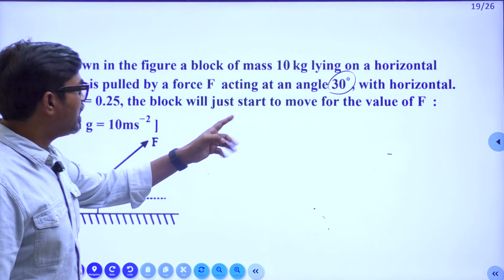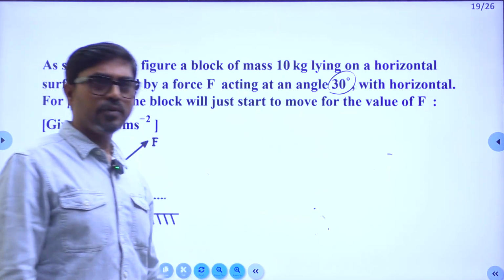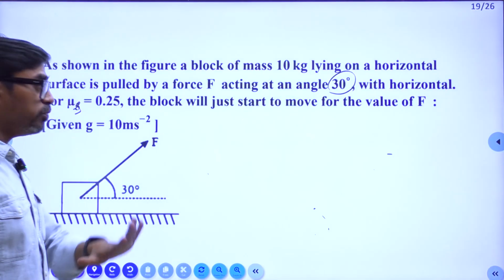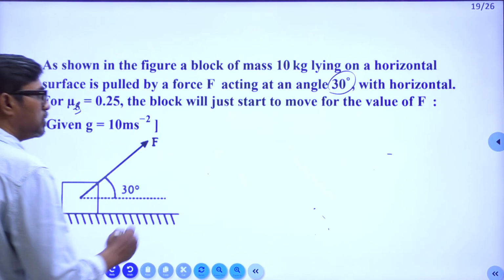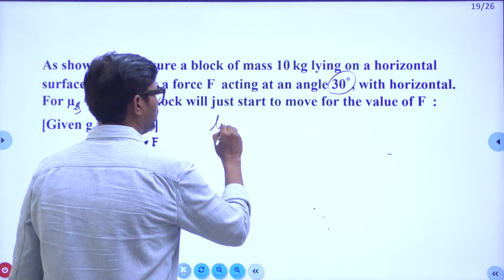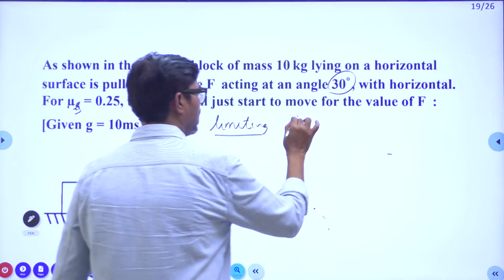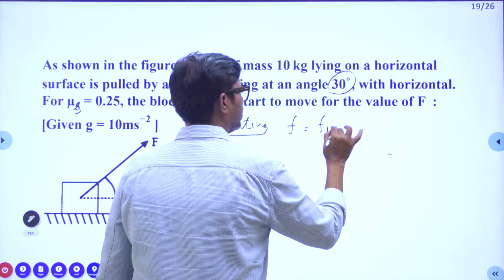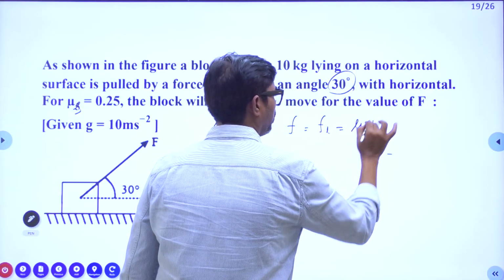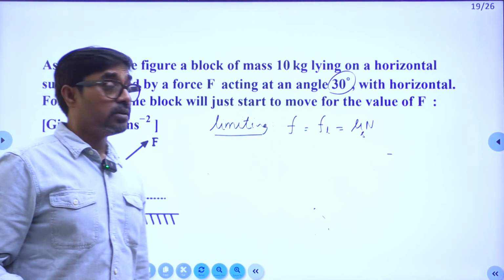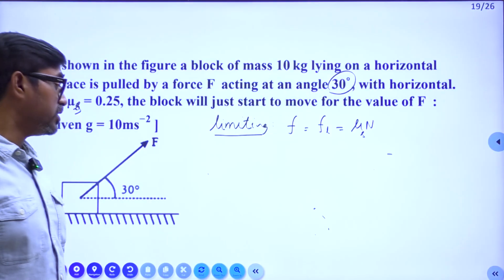Okay, very good. So they are asking you to find the minimum value of F so that the block can move. Let us consider that limiting situation where it is about to move. Friction would have reached limiting friction, and the value is mu s into N. Don't write mu k into N, mu s into N there.